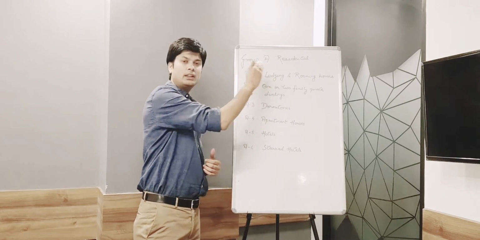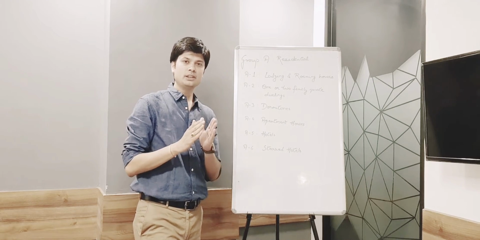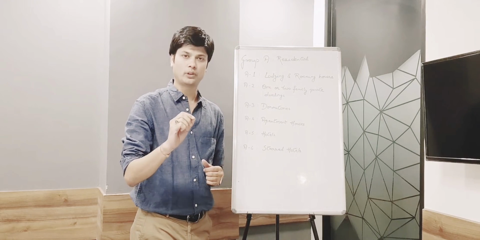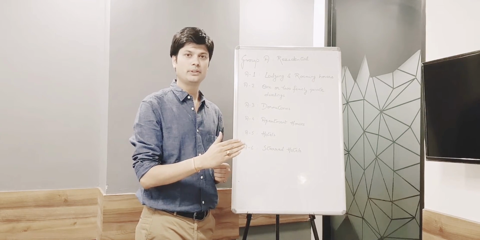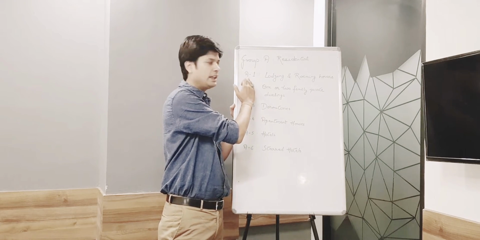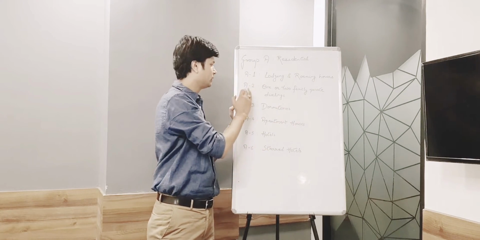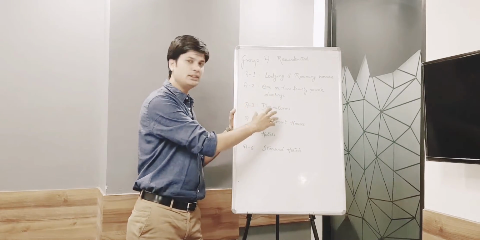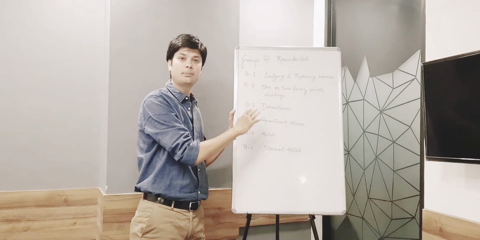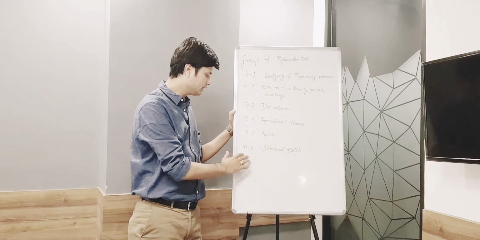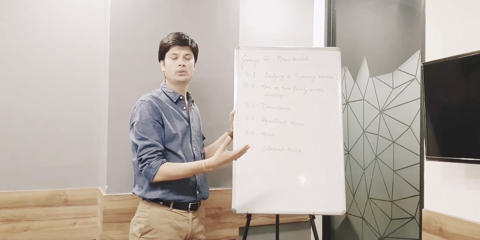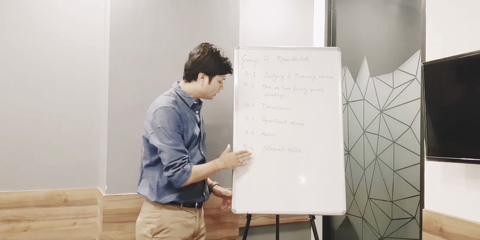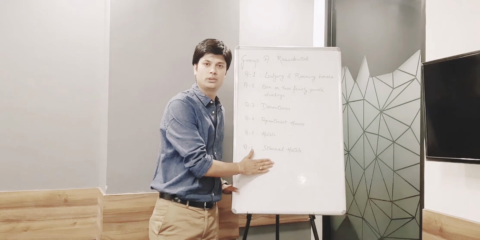So group A is residential. Residential building basically comes where provision for sleeping is provided. There are further divisions in group A, where A1 is lodging and rooming houses. A2 is where 1 or 2 families dwell. A3 is dormitories. A4 is apartment houses. A5 is hotels, and A6 is starred hotels. Like we have 1-star hotel, 2-star hotel, 3-star, 5-star, 7 stars. So that comes under the A6 starred hotels category.